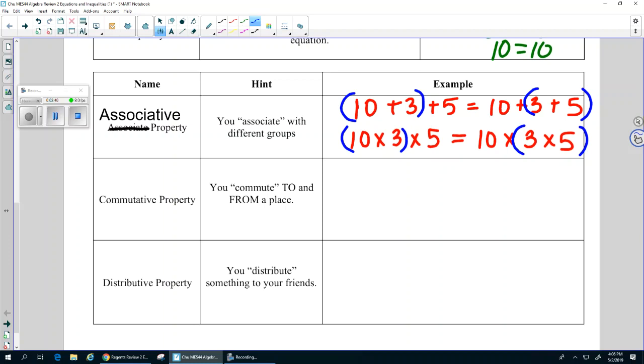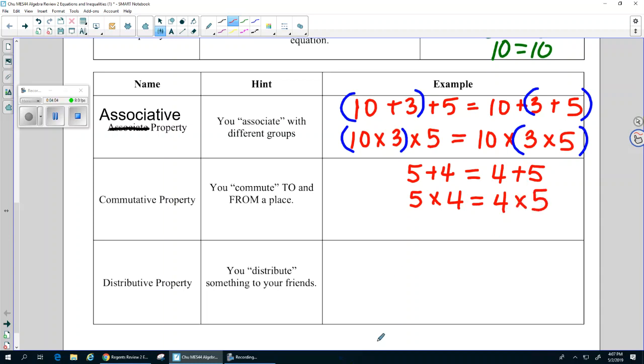Okay, the commutative property you can think about, you commute to and from a place. So 5 plus 4 is the same as saying 4 plus 5. I can reverse the order of these, okay? Again, this also works for multiplication. These two properties do not work for subtraction and division.